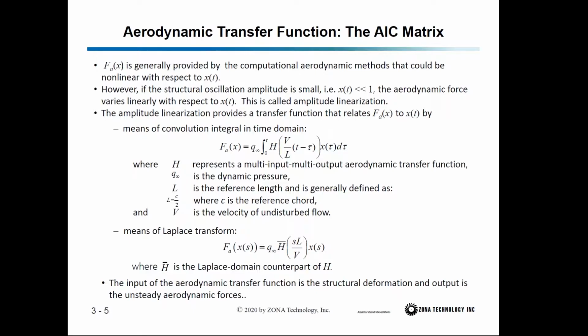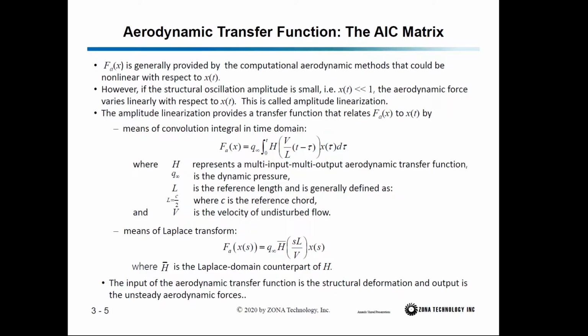In general, F sub A could be nonlinear with respect to the structure deformation. However, if the structure oscillation amplitude is assumed to be small, then the aerodynamic force varies linearly with respect to x. This is called amplitude linearization. For example, if we look at the CL versus angle of attack curve, at a low angle of attack, the CL curve usually is a straight line. That means the system is linear.